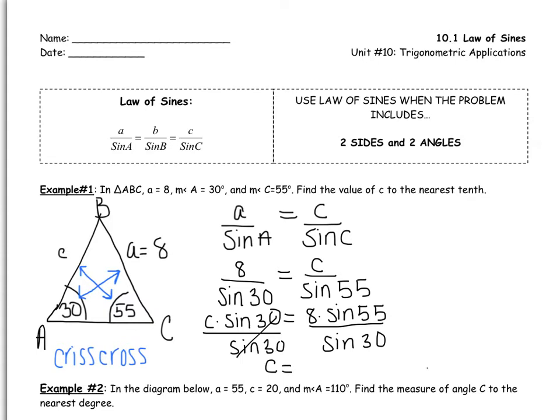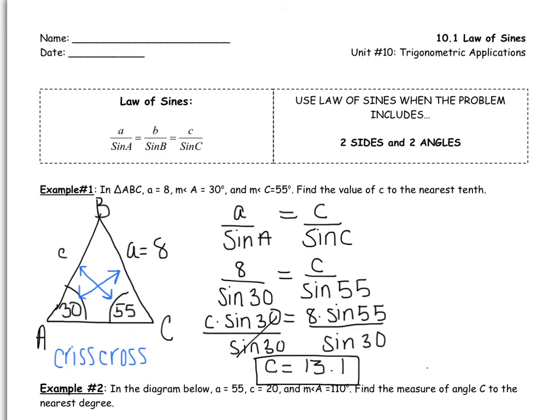So in the calculator, I'd like you to type in 8 sine 55. Close the parenthesis, hit enter. So we just did this top part. Then divide sine of 30. Close the parentheses, hit enter. You should get about 13.10. So 13.1 is it rounded to the nearest tenth. So this is my answer for side of C.